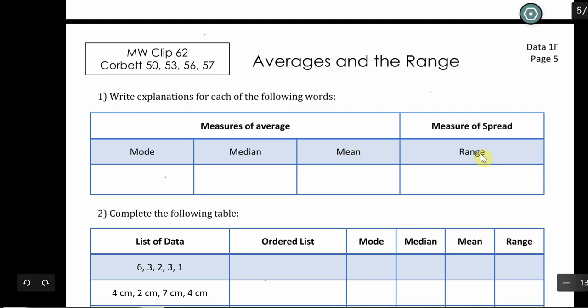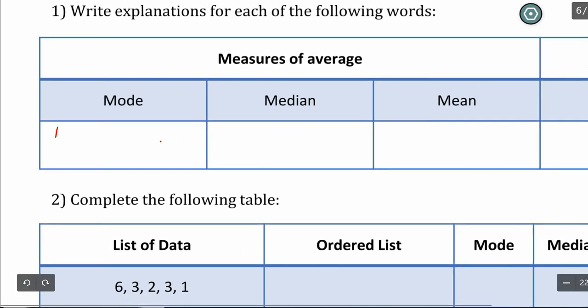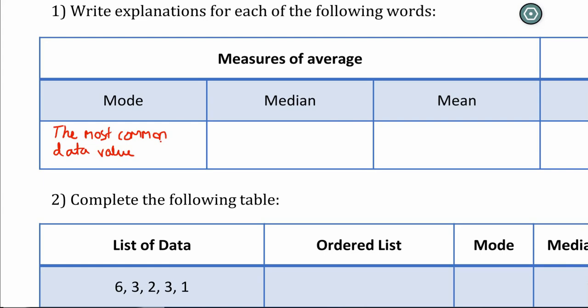The definition of the mode is that it is the most commonly occurring data value. I'll just put the most common data value. And we can have more than one mode. When there's two modes, two numbers that occur the most, we call that bimodal data. But for the purposes of GCSE maths, we don't go any further than that.